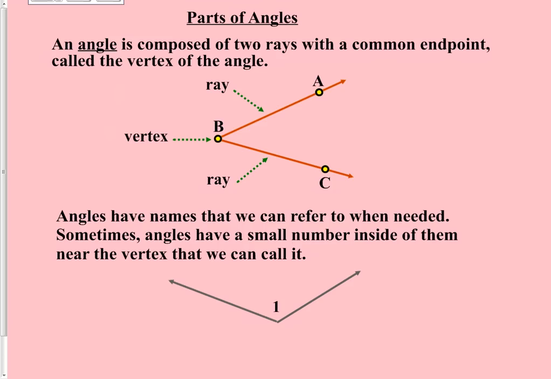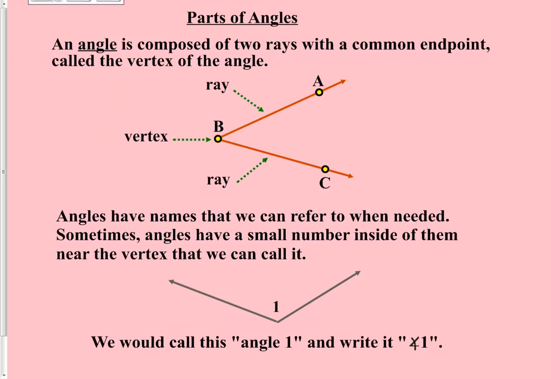Okay, so for example, maybe we see something like this. We have two rays coming from a common endpoint, and they put a little number inside near the vertex of the angle. They are giving us a name for this angle. Okay, we could call this angle 1. There is a symbolic notation for the word angle, and it looks a little bit like a less than sign with a little curved arc through it. Okay, but that is pronounced angle 1.